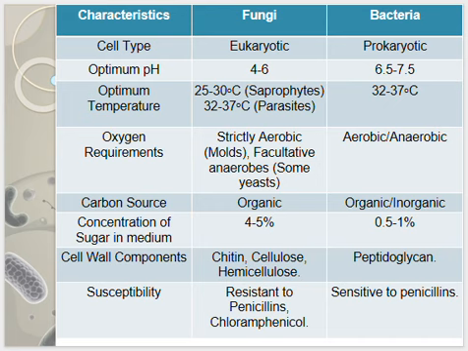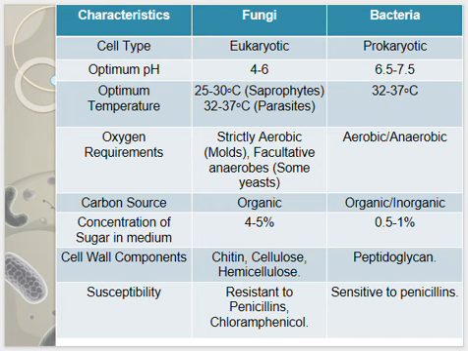Fungi are eukaryotic, meaning their cells have nuclei, while bacteria are prokaryotic. Fungi prefer slightly acidic environments and can grow at various temperatures depending on their type. Their cell walls contain chitin, unlike bacteria, which have peptidoglycan. Also, fungi are resistant to some antibiotics that affect bacteria, which impacts treatment choices.